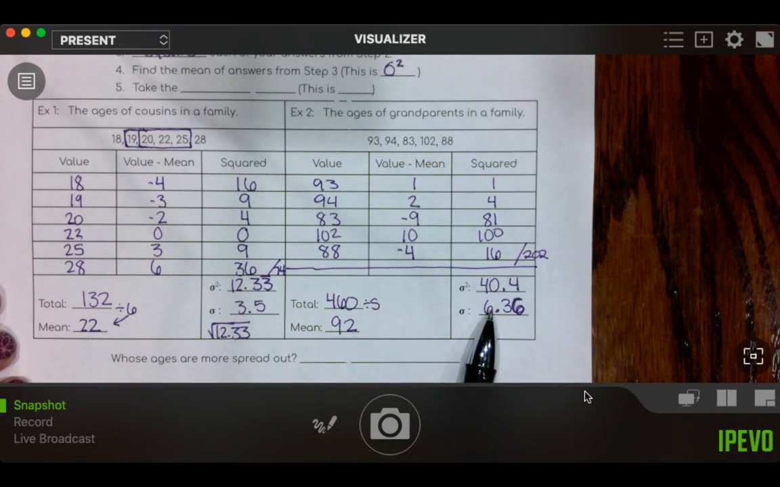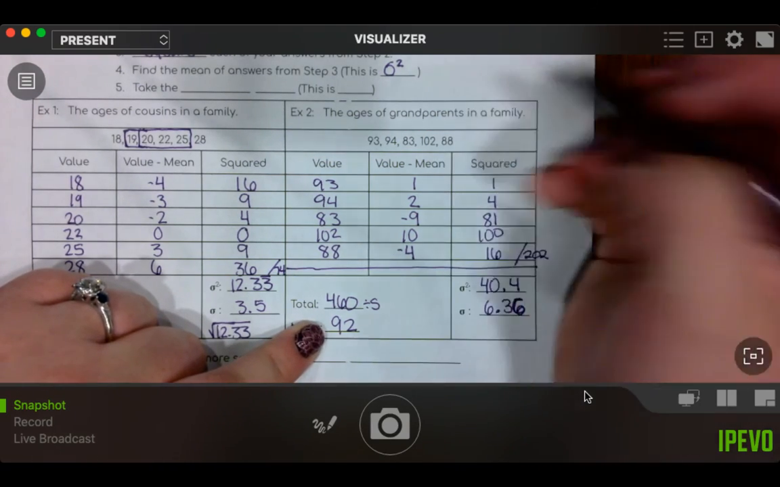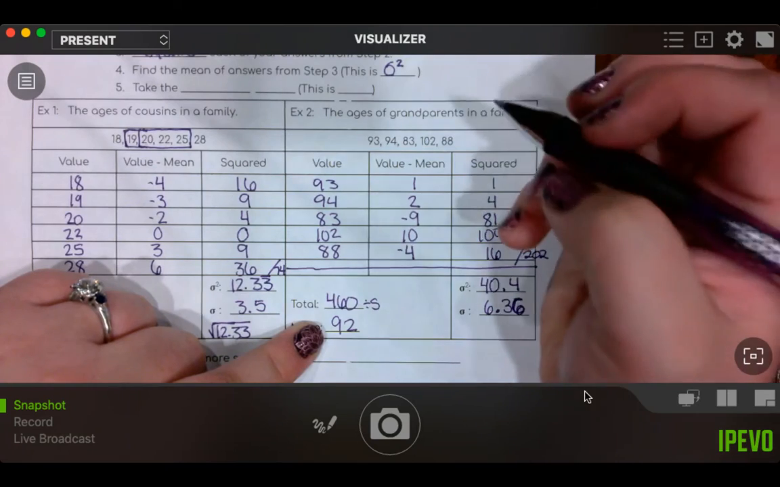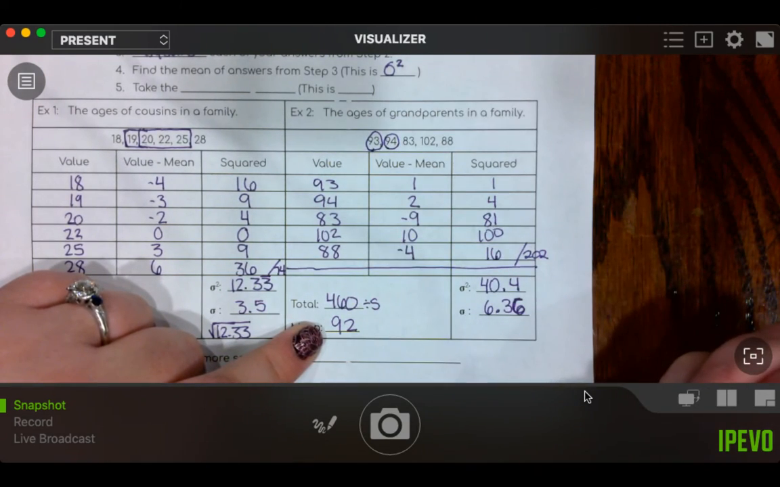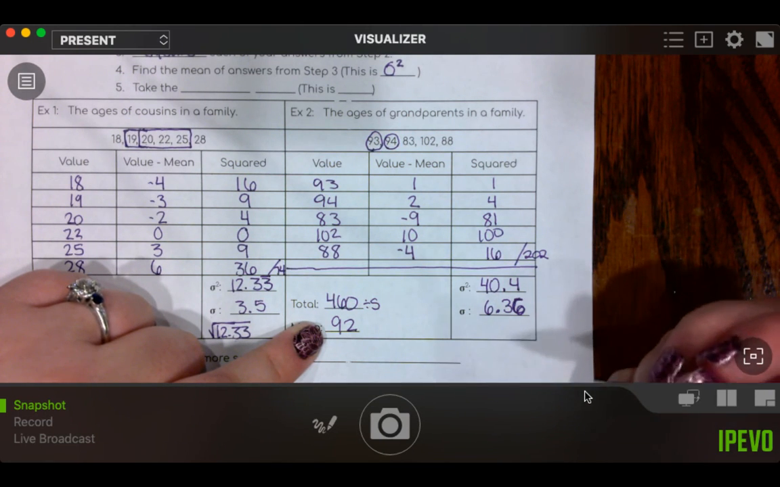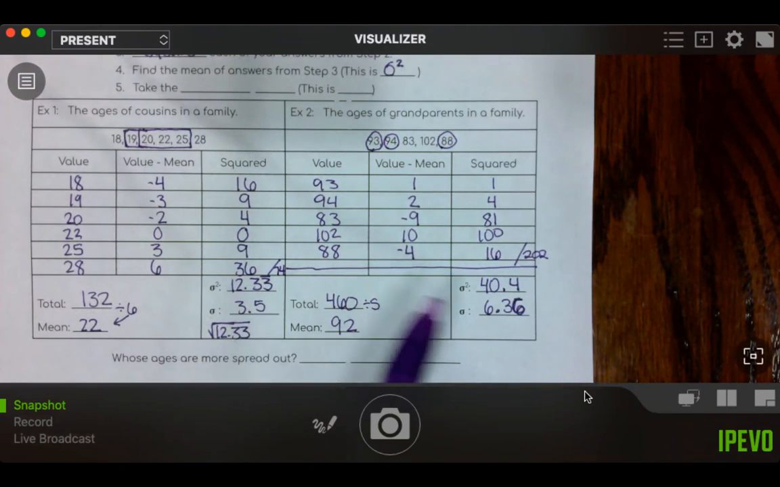And that means these numbers are all about 6 away. So if 92 is my mean, I could do anything up to 98. So let's see, 94, 93. And anything down to 92 minus 6 is 86. So those are my numbers that fit within 6 of my standard deviation.